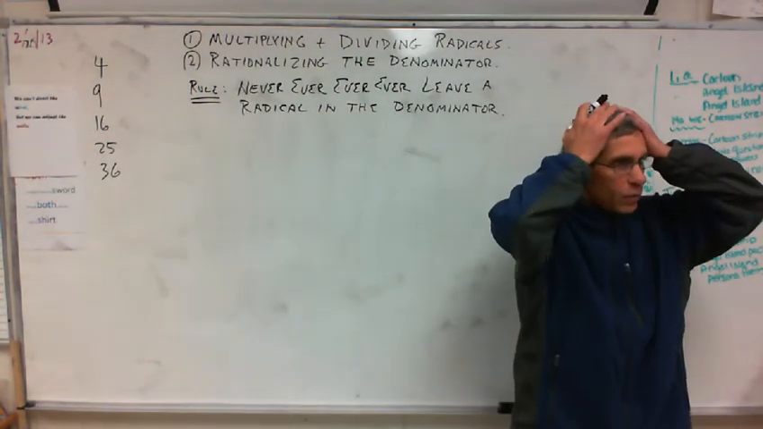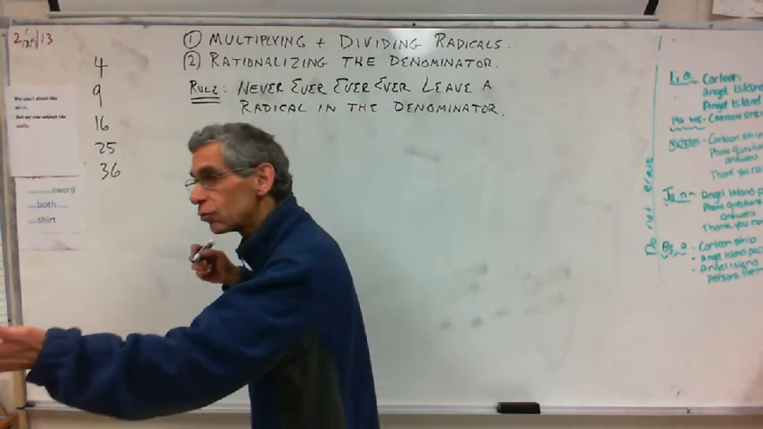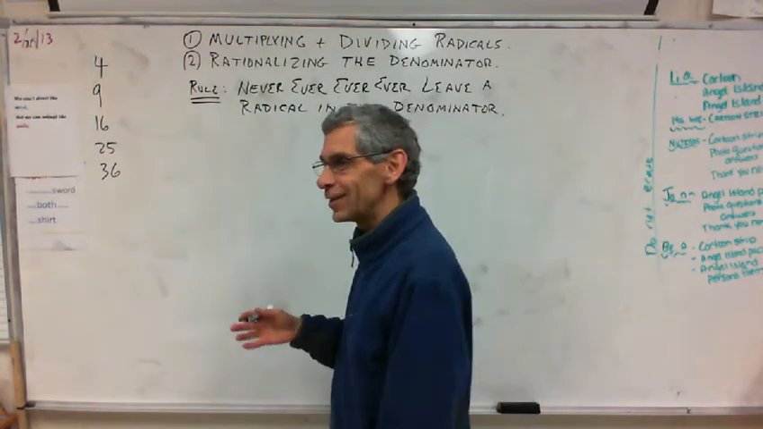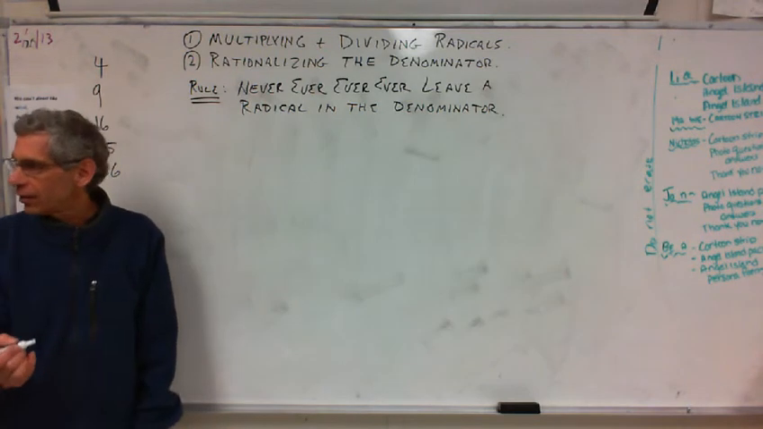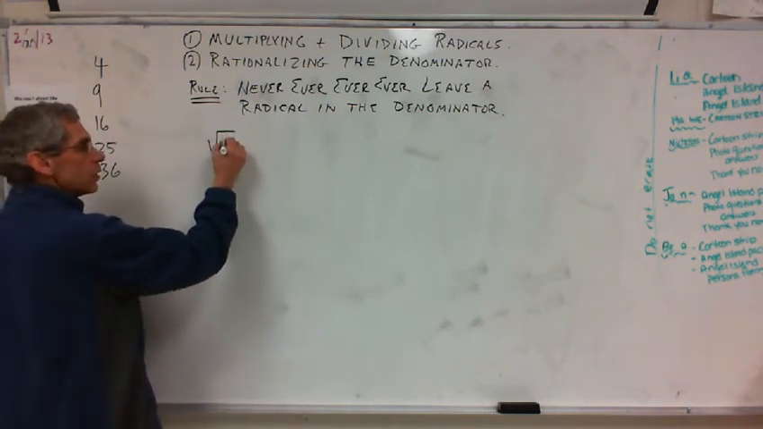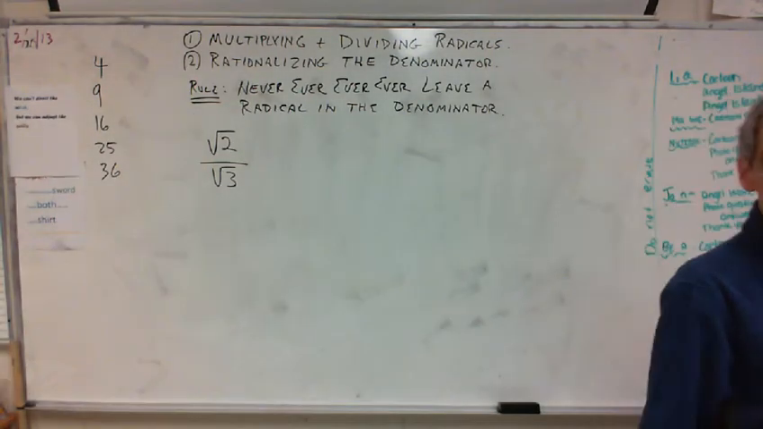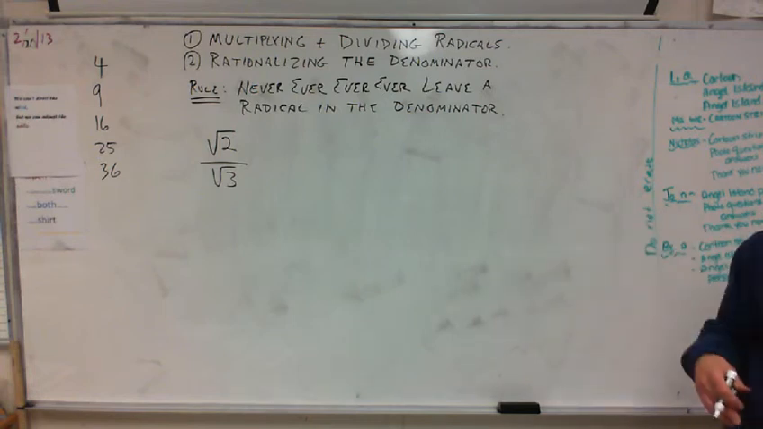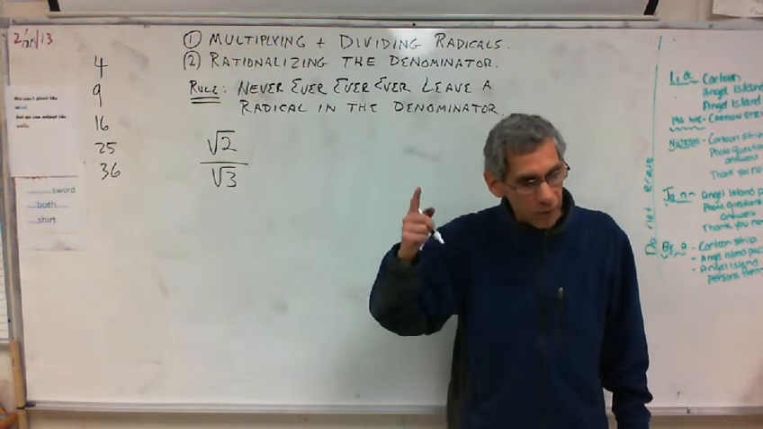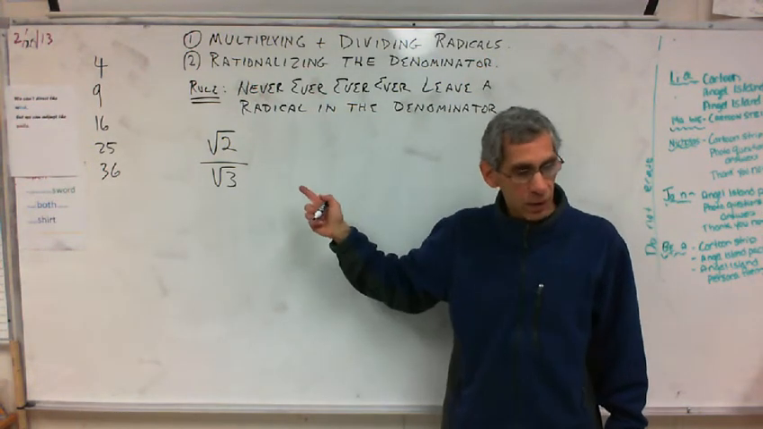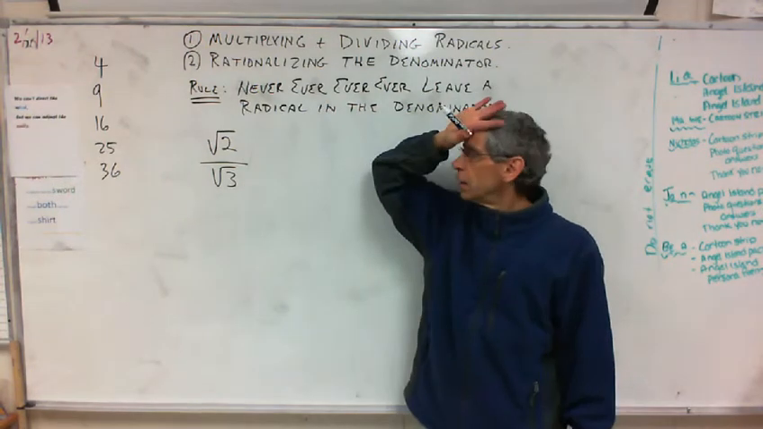But let's think about that for a second. What does that mean? Right, so let's say we're going to start simple, and we're going to start getting harder and harder. Let's say you have the square root of 2 over the square root of 3. And let's say we did the computations, and that was our final answer. But then we remembered this rule: never leave a radical sign in the denominator. Is there a radical sign in the denominator? Yes. Oh no. What are we going to do?